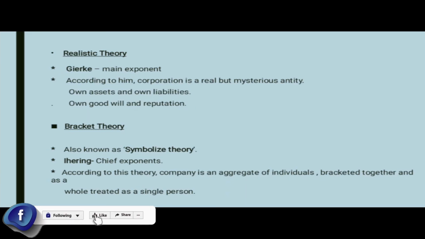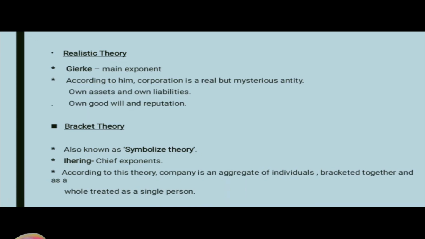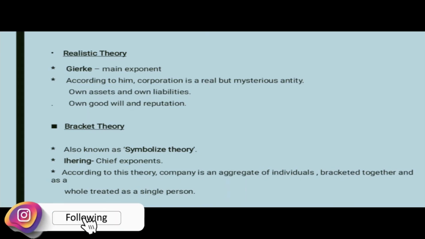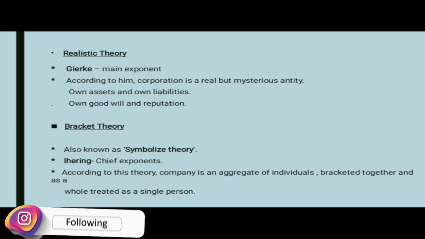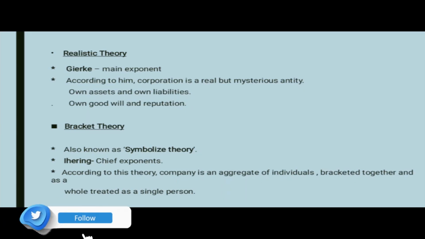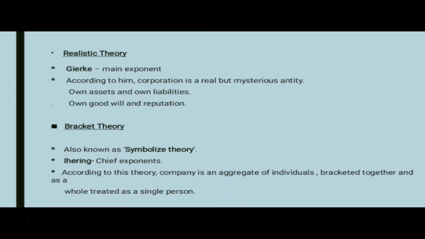And the next one is the bracket theory. It's also known as the symbolist theory, and the chief exponent of this theory is Ihering. According to this theory, a company is an aggregate of individuals bracketed together as a whole, treated as a single person. That means the juristic personality is only a symbol which helps in effectuating the interest or the purpose of the group. That's the main crux of the bracket theory.